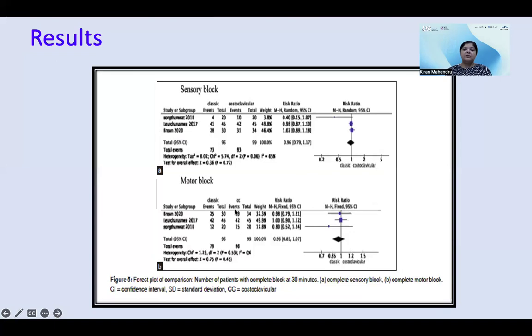Now, when the complete block was studied at 30 minutes, sensory block at 30 minutes showed no difference in both the groups with a p-value of 0.72. Motor block seen at 30 minutes, there was no significant difference between the two groups with a p-value of 0.45.